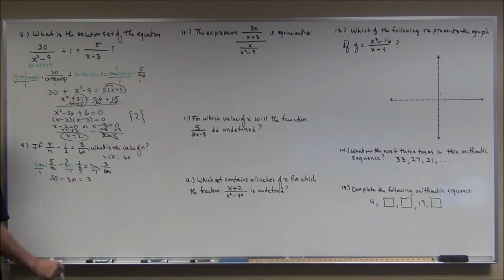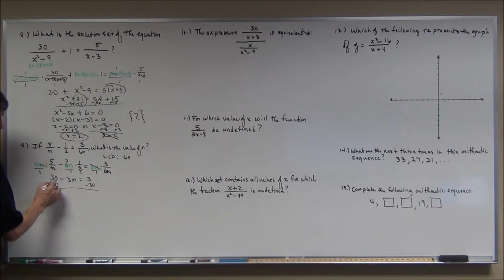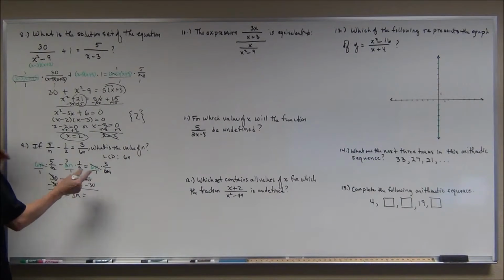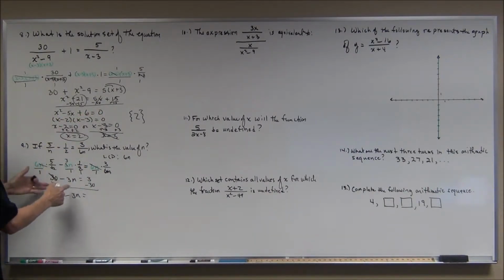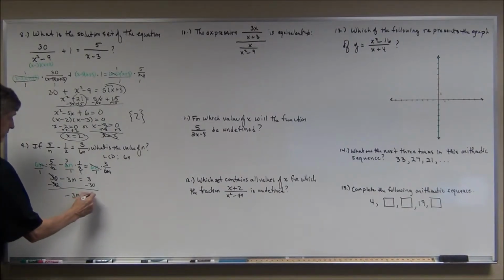Well, that's a simple equation. Subtract 30 from both sides. Careful with your signs. Now notice it's linear, so I don't have to bring everything to one side and set it equal to 0 like I did with this quadratic guy up here. This is linear. We just isolate the variable.